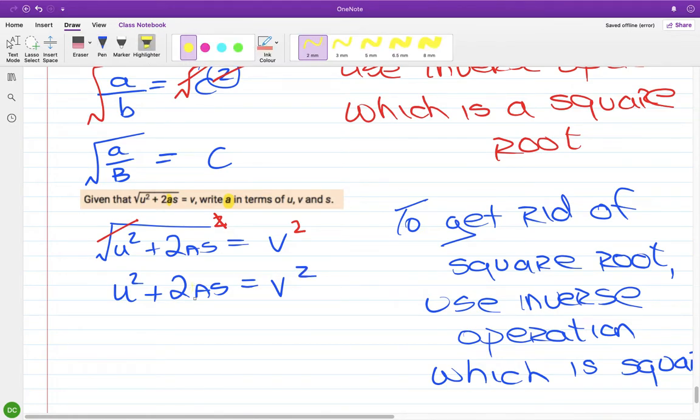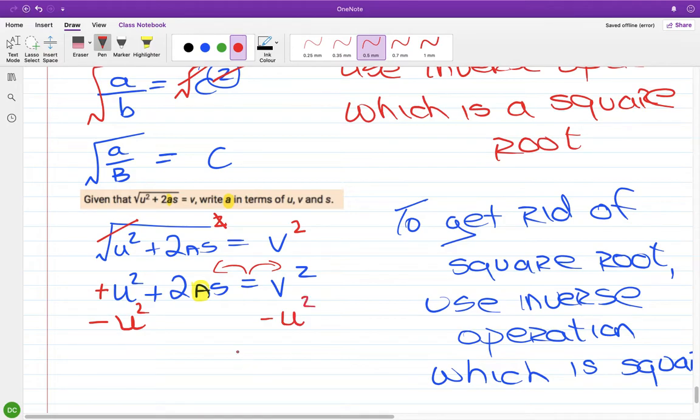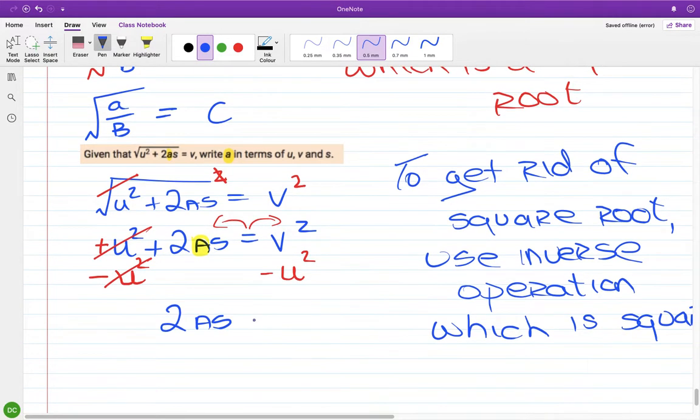Okay, remember I'm trying to get a. So I'm going to start by removing the u squared. We'll acknowledge that it's a plus u squared. So to get rid of it, we use a minus u squared. If I minus u squared on the left hand side, so I minus u squared over here, I have to minus u squared over here. These cancel. So now I've got 2as. You can write the plus if you want, but it's now a leading plus, so you don't need to. And here I have v squared minus u squared. Again, they're not in the same family, so they can't be added.